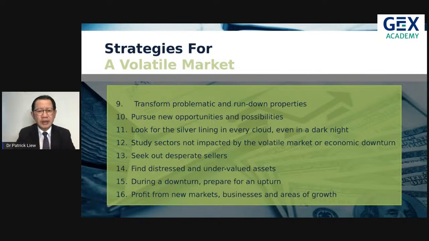Look for problematic and rundown properties. Every problem can be solved. There's a solution to every financial asset, including properties. And I know this goes against the grain of normal practice because, for example, in property investment, most people use their heart rather than their head. They fall in love with the property. They do not fall in love with the numbers. They focus on the investment. They do not focus on the financial results.